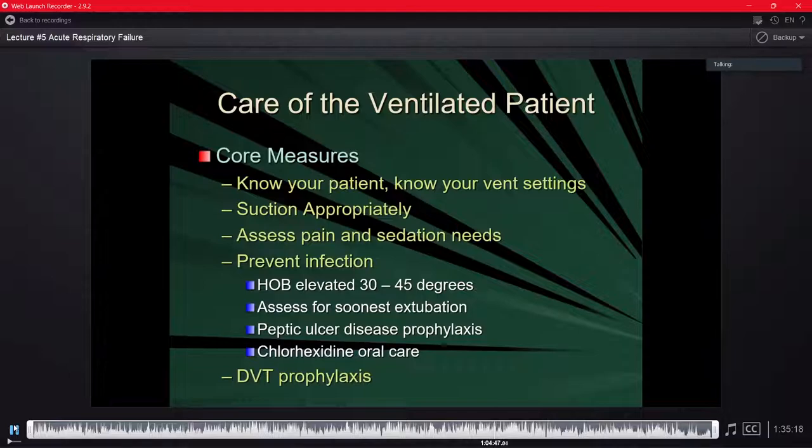A patient should be extubated as soon as humanly possible, if medically safe. Okay, and you may have to get creative. Extubation is not one-size-fits-all for patients. And you, even your physician.